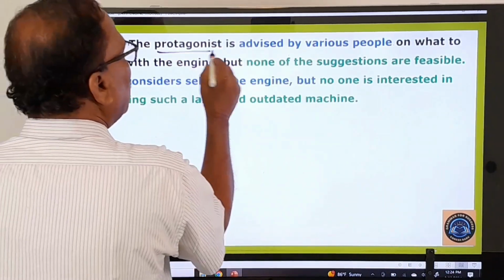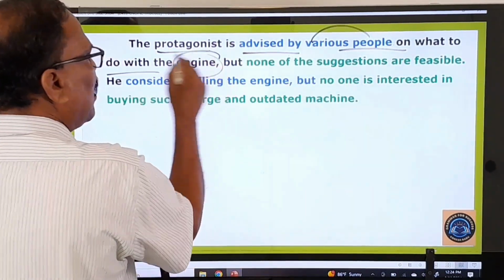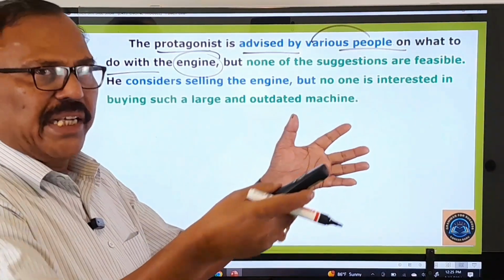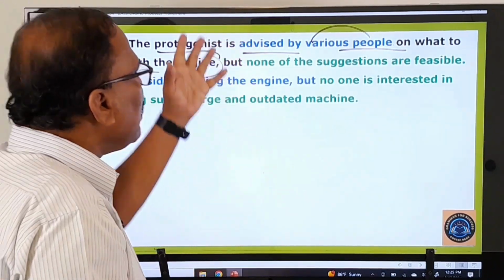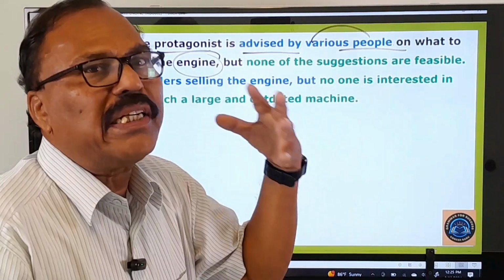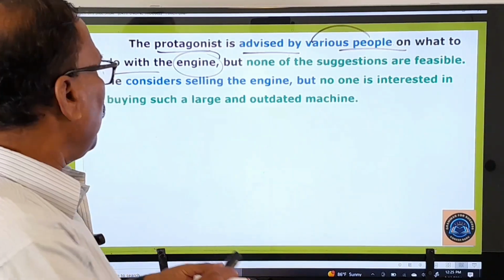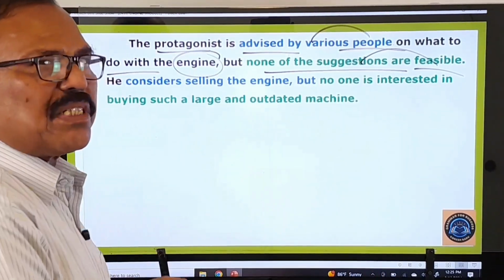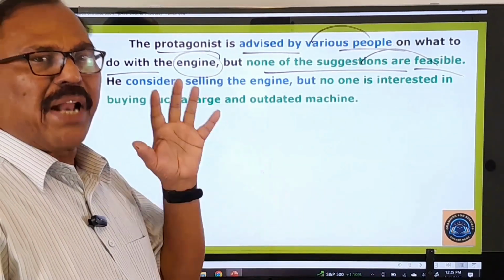The protagonist is advised by various people on what to do with the engine. So in that Malgudi town, there are all kinds of people, you know that very well. They advised him as to what to do with that engine. But none of the suggestions are feasible. Feasible means possible, practicable.